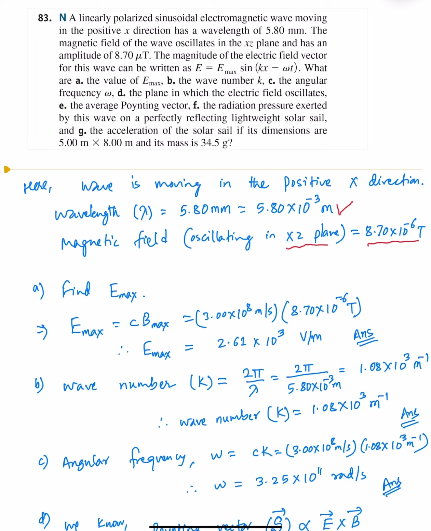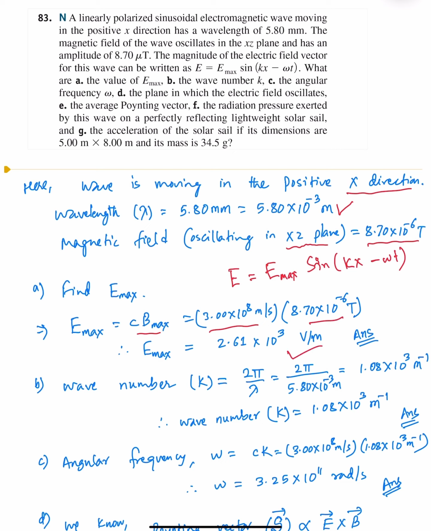So the magnitude of the electric field vector for this wave can be written as E equals E max sine (kx minus omega t). The kx term is negative here because the wave is moving in the x direction. So for part A, you have to find E max, which is kind of easy. E max equals c times B max, and B max is given, so this is the E max.